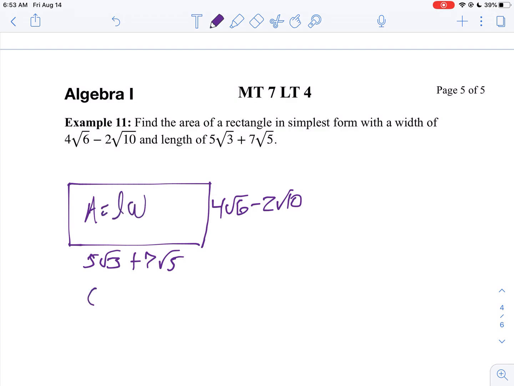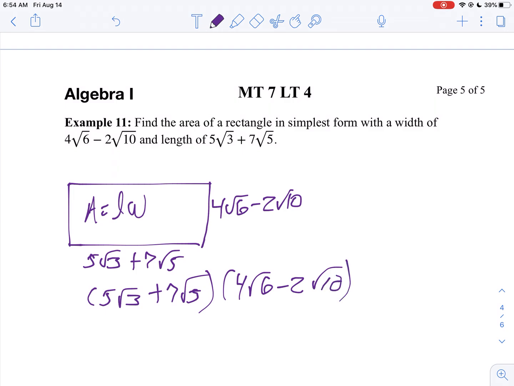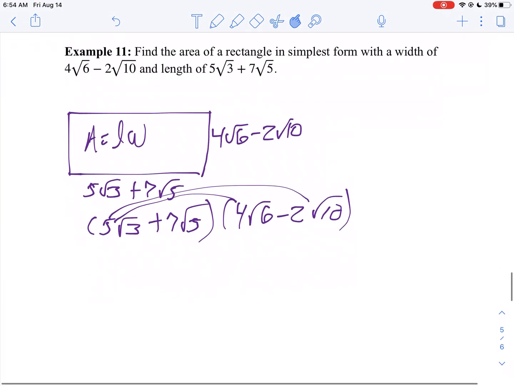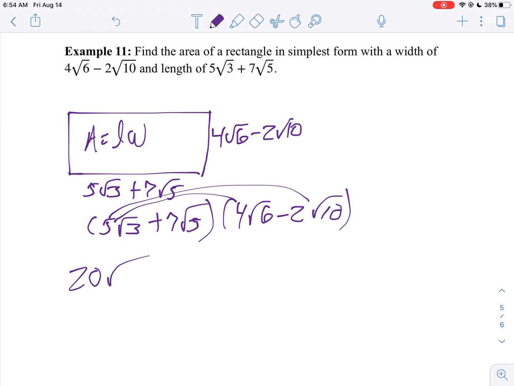So let's multiply. 5 times the square root of 3 plus 7 times the square root of 5 times 4 square roots of 6 minus 2 square roots of 10. We're going to double distribute here. I'm going to take 5 square roots of 3 and distribute that to each term. 5 times 4 is 20. 3 times 6 is 18. 5 times a negative 2 will be a negative, because a positive times a negative is a negative. So 5 times 2 is negative 10. 3 times 10 is 30.